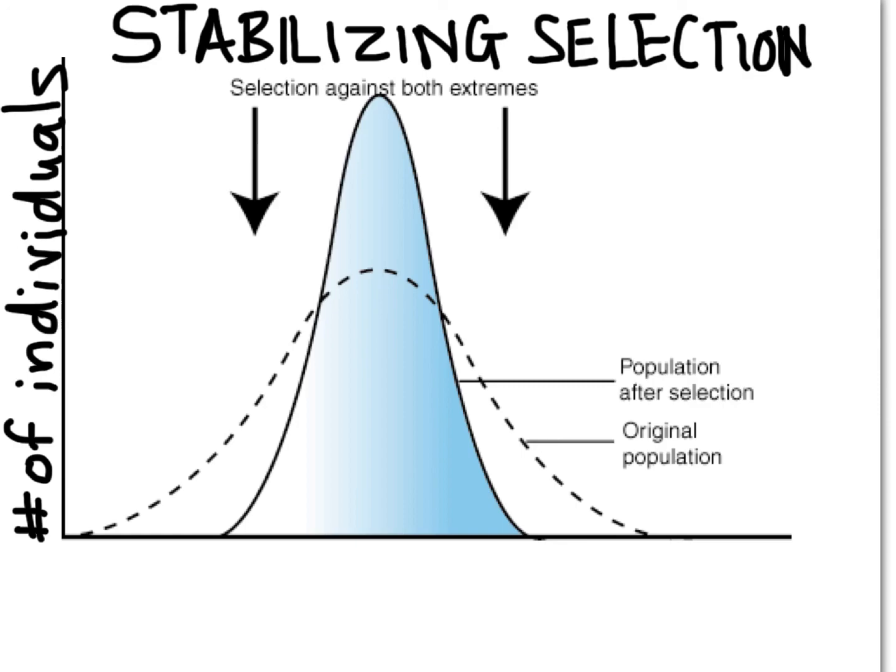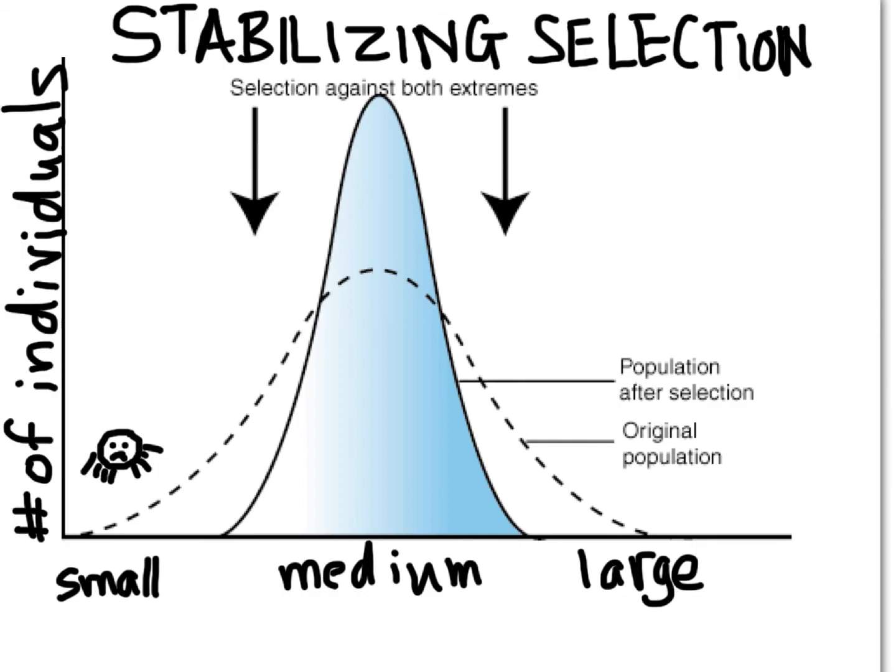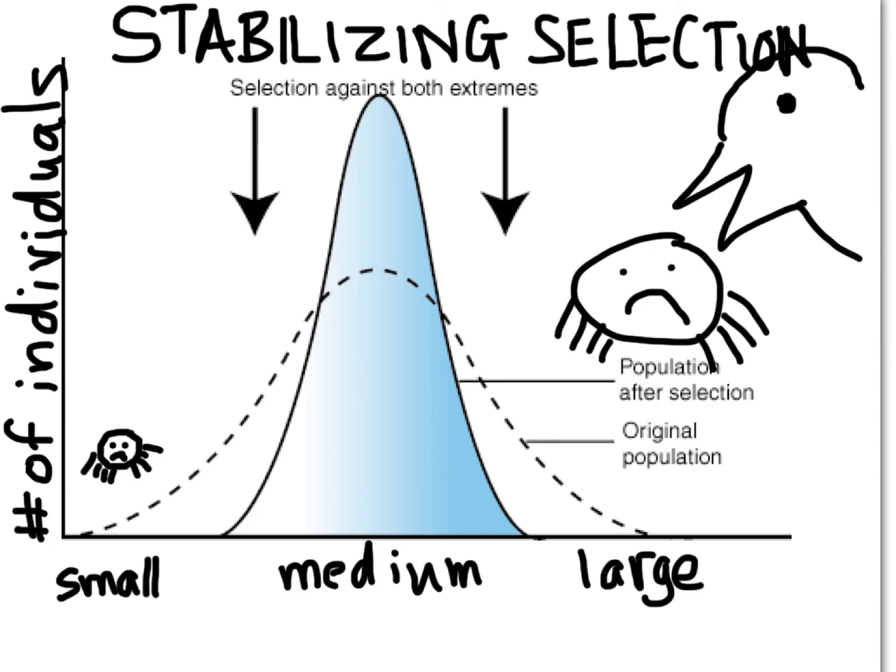An example of stabilizing selection in nature occurs in spiders. The tiniest spiders are not even big enough to get the food that they need, while the largest spiders are very conspicuous and thus likely to become food themselves. Spiders of medium sizes are the most successful, and so spider species tend to stay within the same size range.